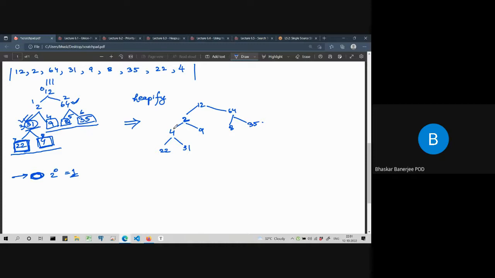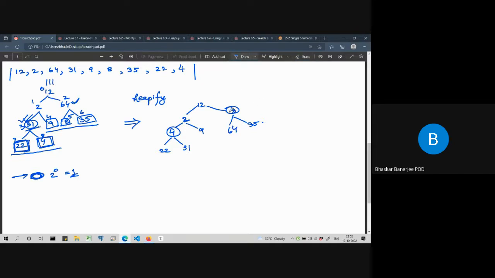So on 4, it has been done. Now I would apply it on 64, because 64 is the next one, just before 4 in the array. So you would apply heapify on 64 and see what happens. Here again, 8 would be swapped. So 8 would come over here and 64 would go down.